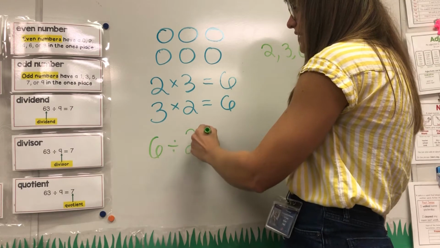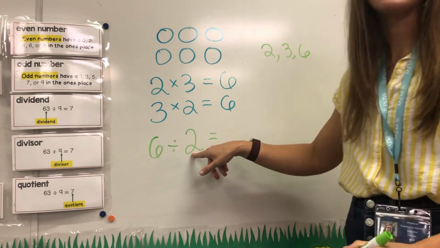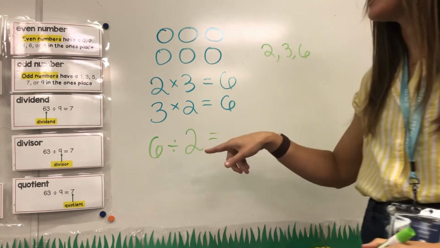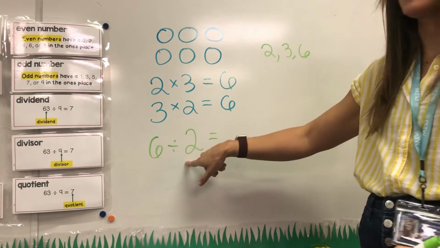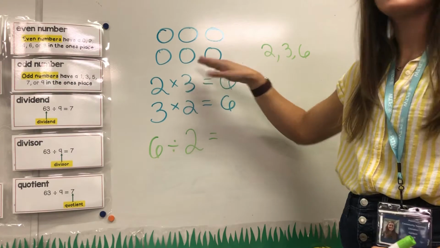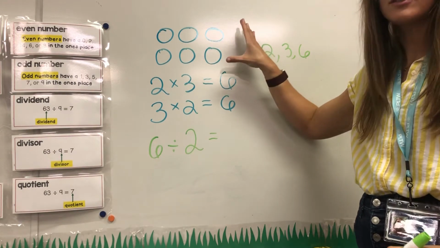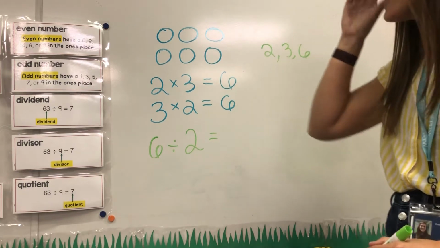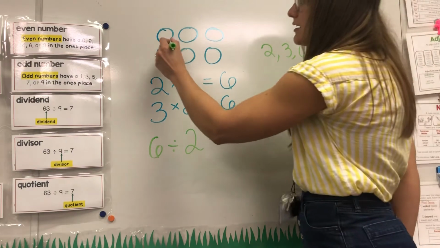6 divided by 2 equals. This number, the 2, is the divisor. The divisor right here. We have the dividend and the divisor so far. So take a look up here at my array. I am saying with this division equation that I have 6 counters and I am going to divide them into 2 equal groups.